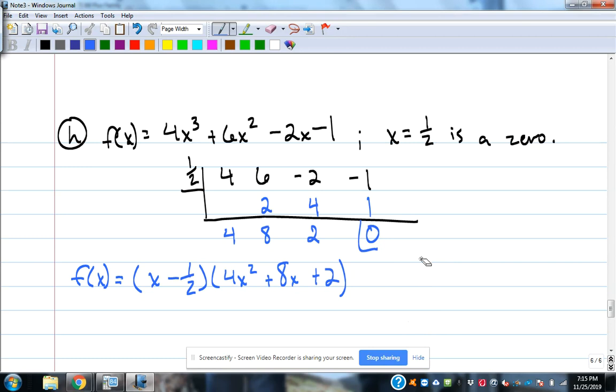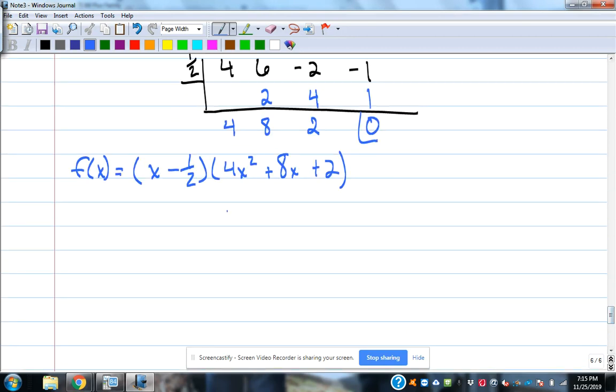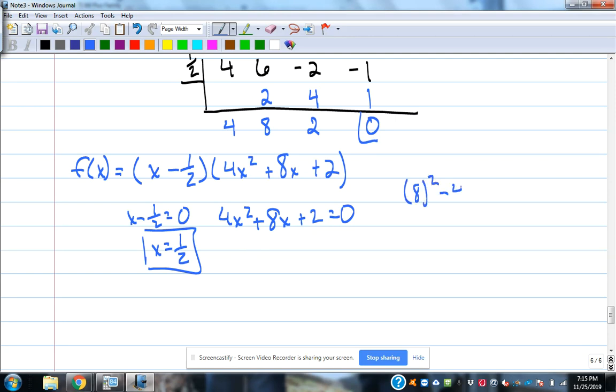Quadratic formula. So no factoring means quadratic formula. So I'm setting 4x squared plus 8x plus 2 equal to 0. I also did that with the 1/2, but I already knew that x equals 1/2. I don't really have to do that work. So discriminant: 8 squared minus 4 times a times c.